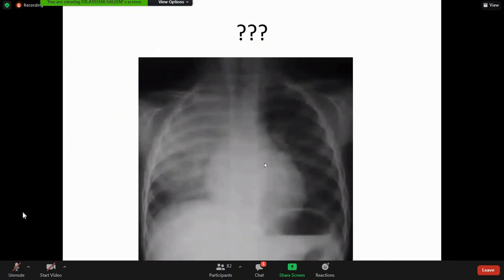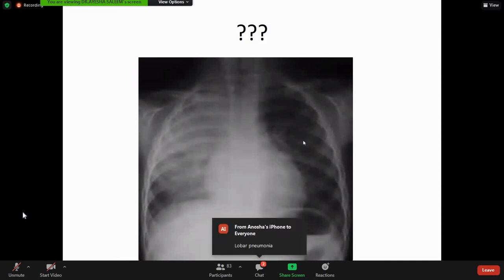Next, I showed this X-ray previously. What is this X-ray showing? Out of 82 students, none of you is able to answer the question. Yes, it is pneumonia, but what type of pneumonia is it? Is it bronchopneumonia, or lobar pneumonia? The lobar pneumonia, yes. And now you can tell me which lobes are involved.